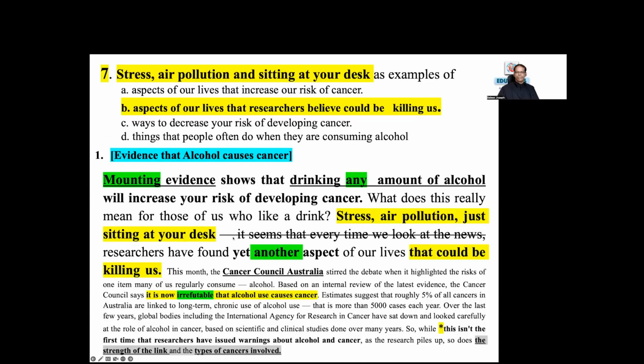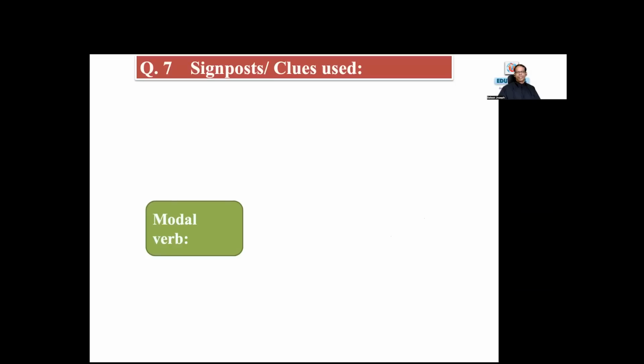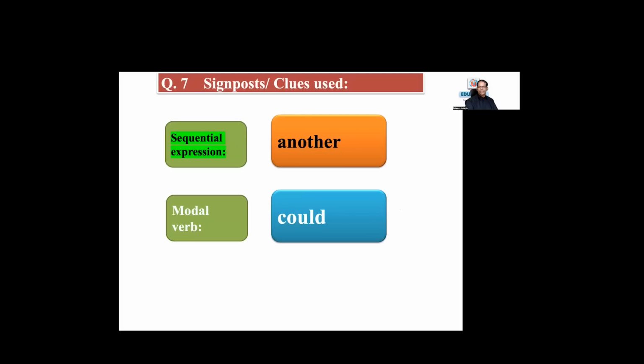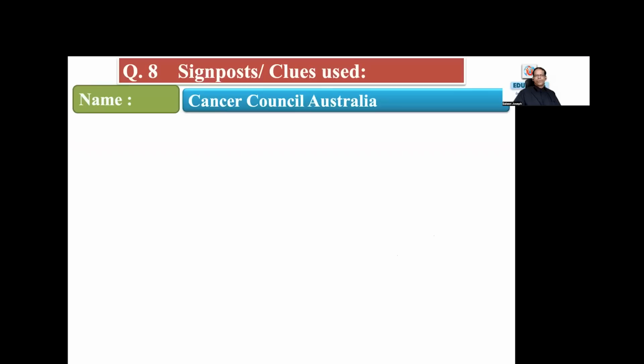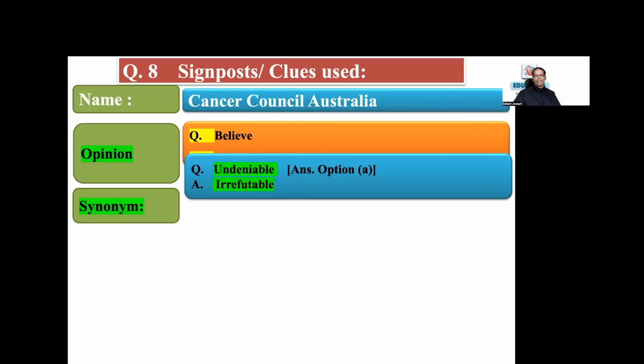And also another thing I said, between hyphens or between commas, you can definitely think of striking out. And for the first answer, 7th question, it is very straight. The second sentence is the answer. There is nothing else to be read. Nothing else is mentioned about it. So within no time, you can go there. The sequential expression or also the transition word is the clue there. Modal verb is being used. Another clue. Yes, I explained it. I am showing it again and again to tell you these things should be very clear in your mind. See, sequential expression, another modal verb, could. Signposts used, name, Cancer Council of India. Opinion, believe, says, words used.